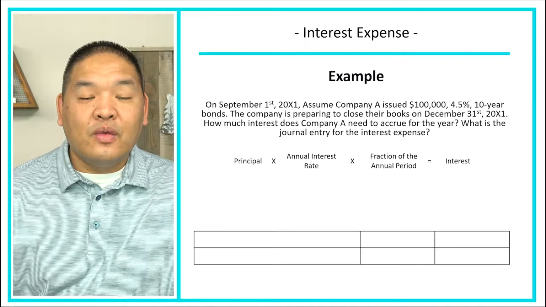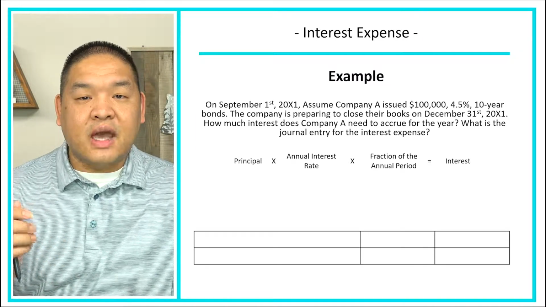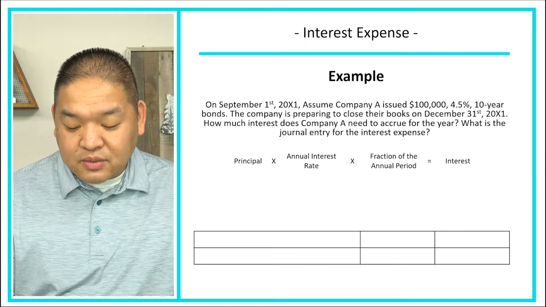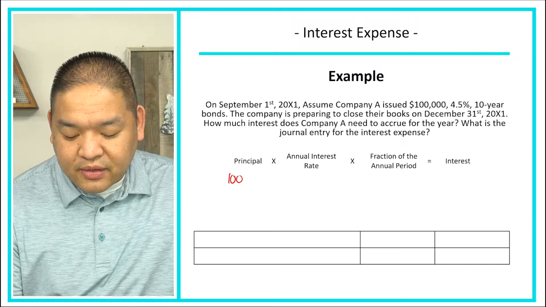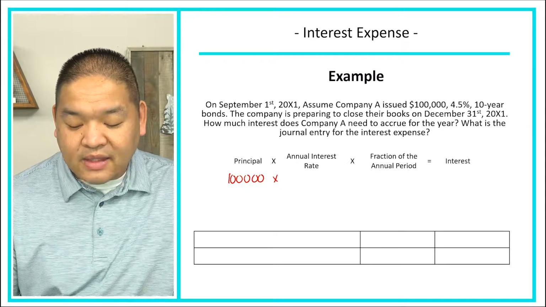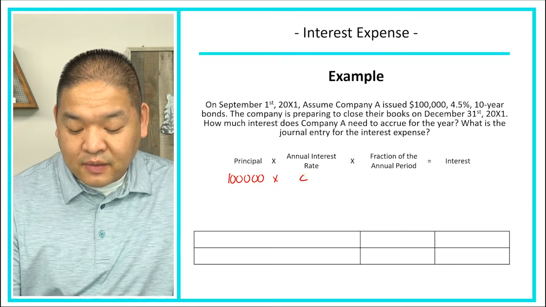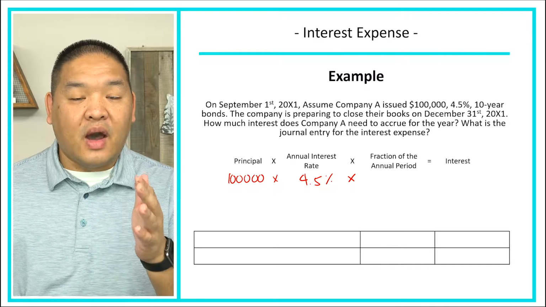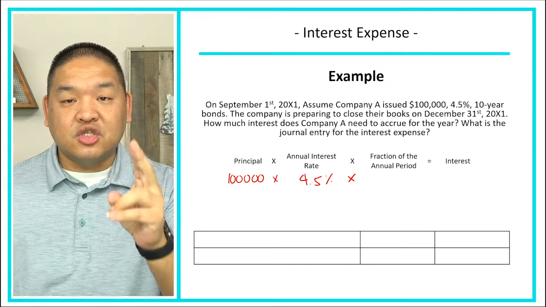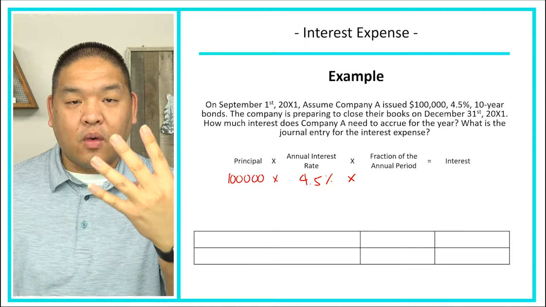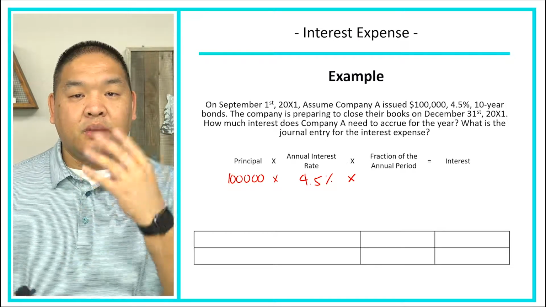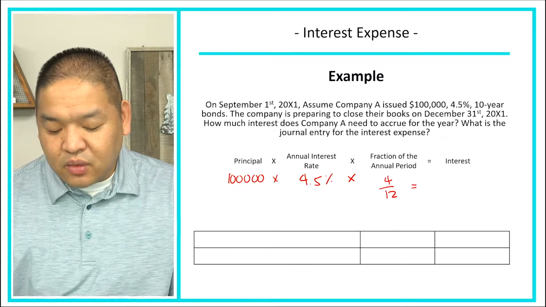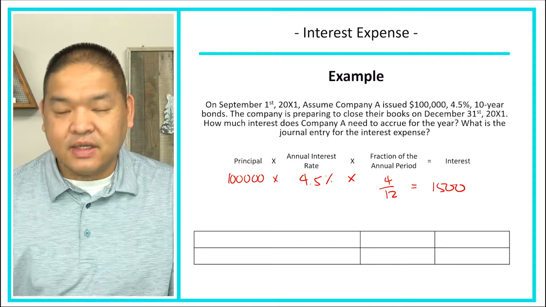So we've got our formula here. We're going to take our principal times our interest rate times our annual period equals interest. Our principal here is $100,000, so we'll put $100,000 here. We'll multiply by our annual interest rate, which is 4.5%. And we need to get our fraction of the annual period. The bond was issued on September 1, so that's September, October, November, December. That is 4 months. So the fraction of an annual period would be 4 months out of a total of 12 months. So we're going to go 4/12, and if we do that calculation, we'll get $1,500.